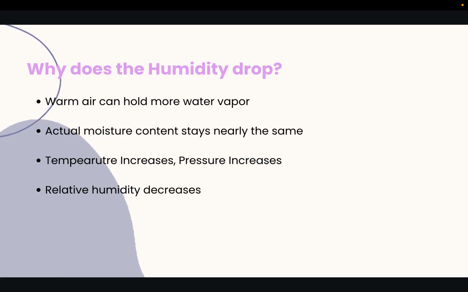Okay, so why does the humidity drop? The humidity drops because the warm air can hold more water vapor, but the actual moisture content doesn't change very much, like I mentioned on the two previous slides. It stays nearly the same. So, like we learned with our little equation in class, when the temperature increases as well as the pressure increases, the relative humidity will decrease.